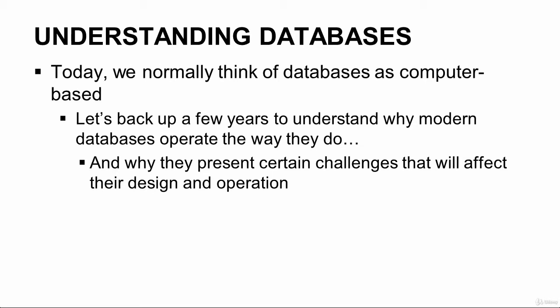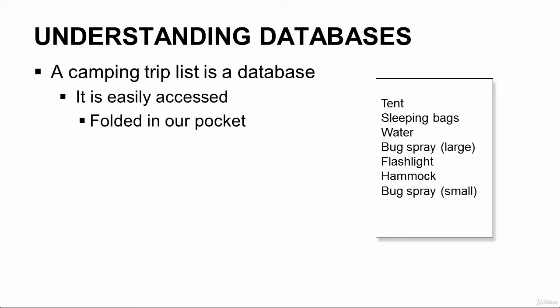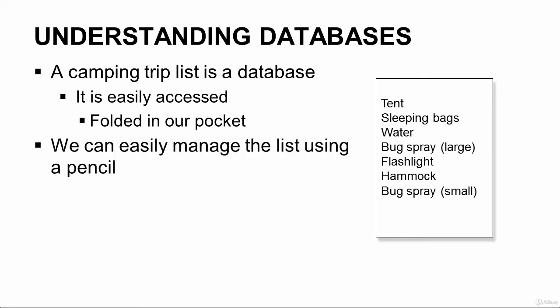Now, let's talk about a list that we would make for a camping trip. We need to take a tent, sleeping bags, water, large bug spray, flashlight, hammock, and a small bug spray. This camping list that we write on a piece of paper and put in our pocket is actually a database. It's very easily accessed. I just pull it out of my pocket, unfold it, and I can read it.